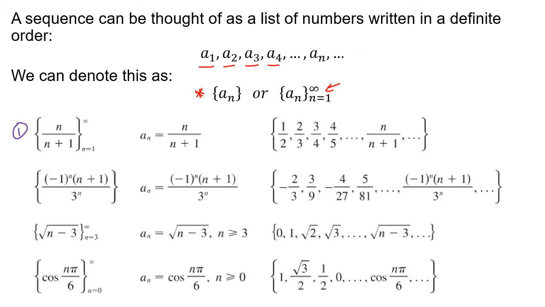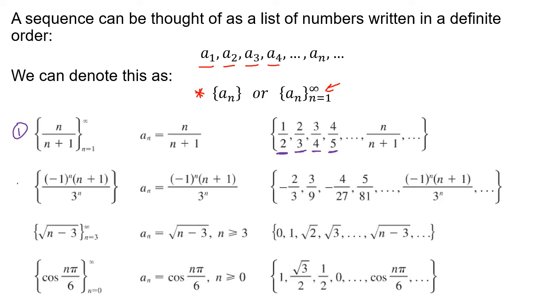If you plugged in the numbers, if you started with 1, you get 1 over 1 plus 1. That would be this 1/2 right here. If I plugged in 2, I get 2 over 2 plus 1, which would be 2/3. That would be this number. You plug in 3, you get this one. You plug in 4, you get this one. And so on as far as you want to go. And you can do that with all of these.